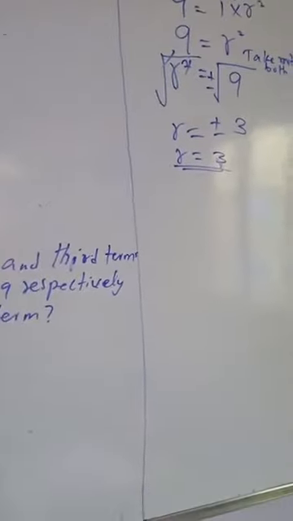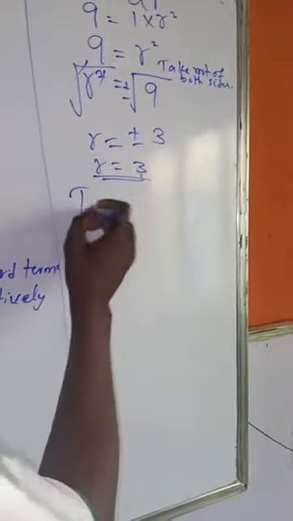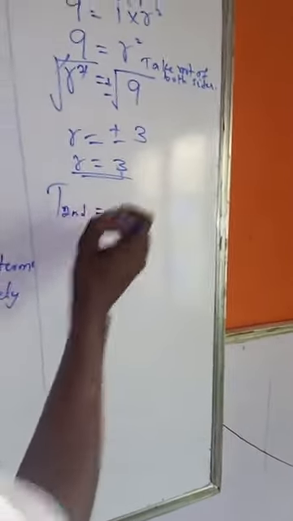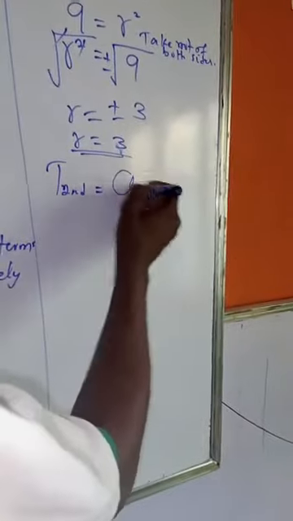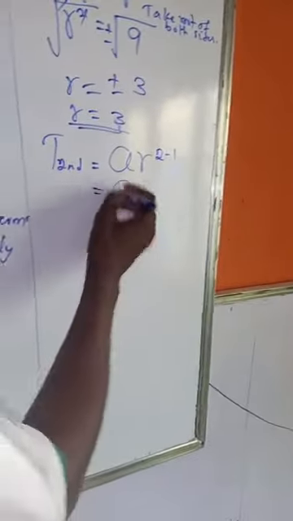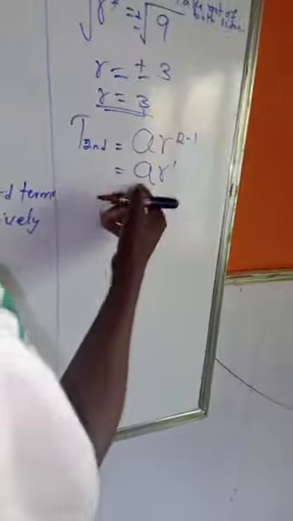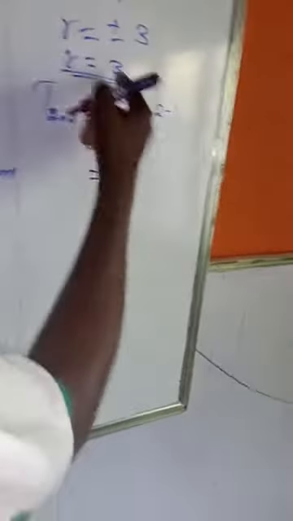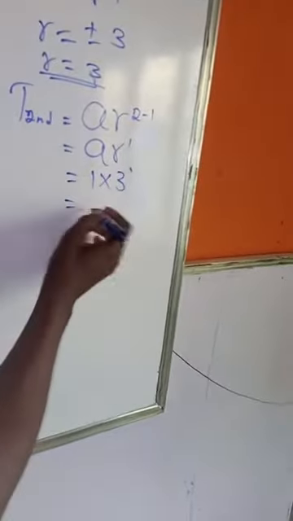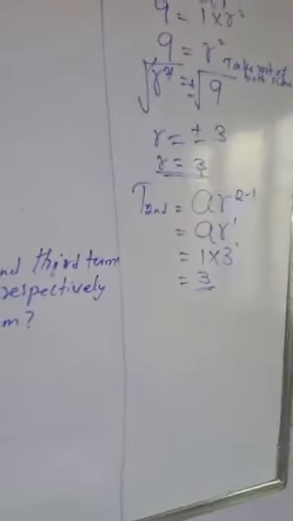I can now look for the second term. Very easy. They asked me to look for the second term. The second term will now be, normally, ar raised to power 2 minus 1, which is ar raised to power 1. So I know my first term to be 1, my common ratio to be 3 raised to power 1. So the second term will be 3.